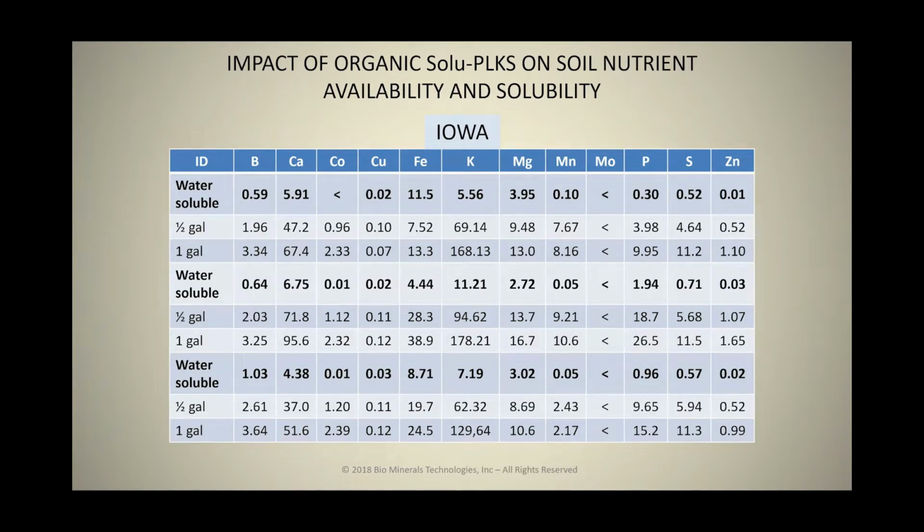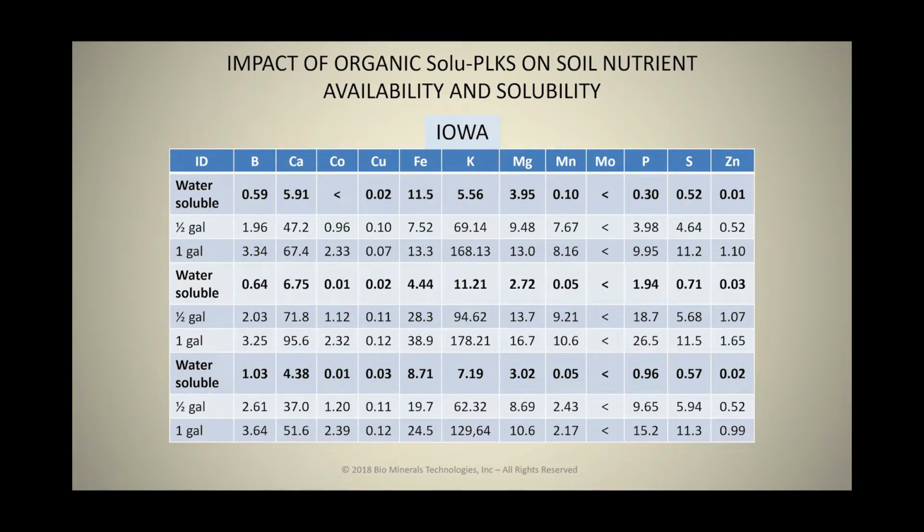What is water soluble? The next line is with a half of a gallon of this biological nutrient stabilizer, the boron increases from almost 0.6 to almost 2. With a gallon, it increases to 3.